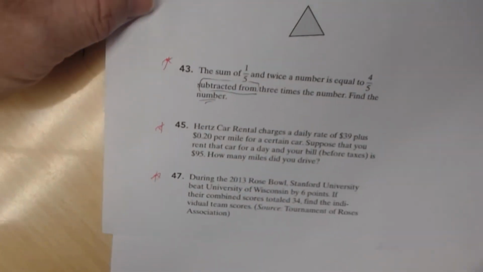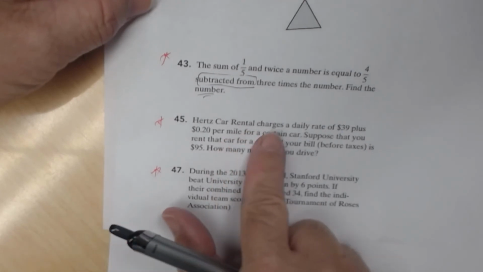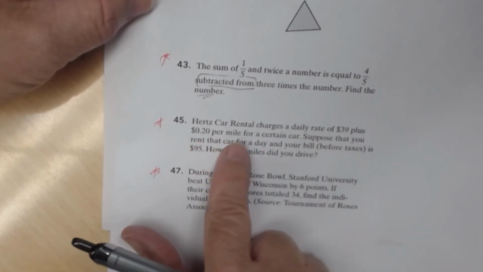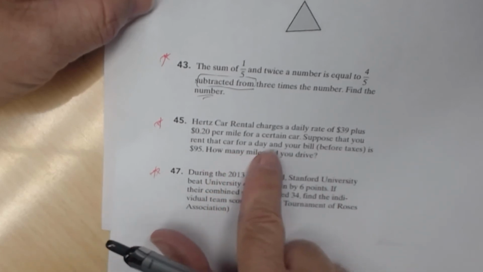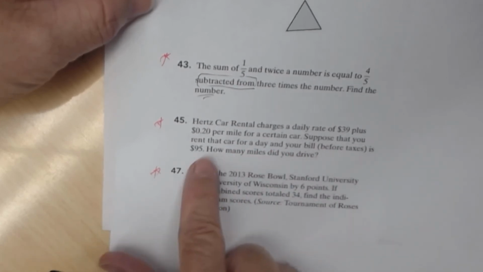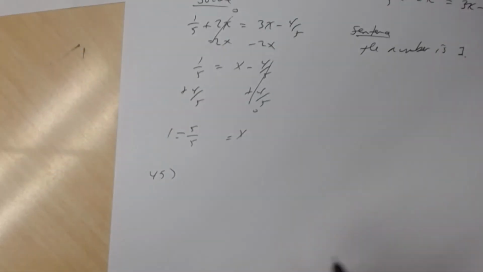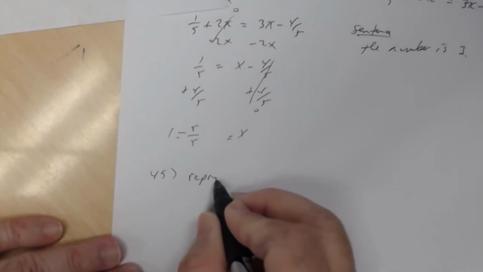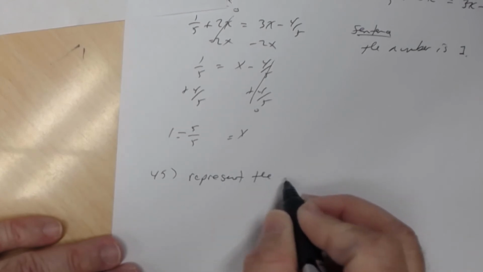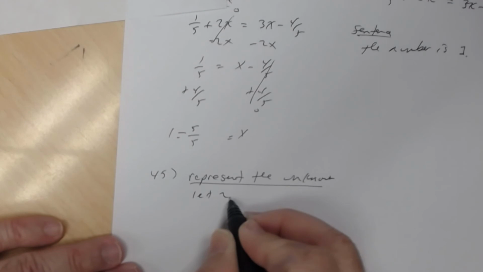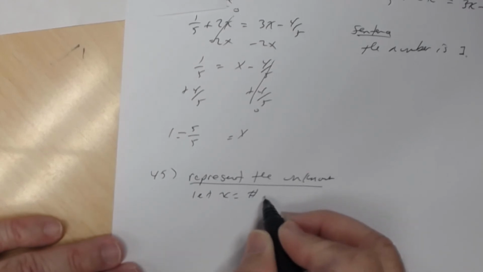Alright, number 45. Okay, so here you're told that this rental company charges a daily rate of $39 plus 20 cents per mile. Suppose that you rent a car for a day and your bill before taxes is $95. So how many miles do you drive? So it's kind of like the previous problem, another problem we did. So you can represent the unknown. So we let x equal the number of miles driven.